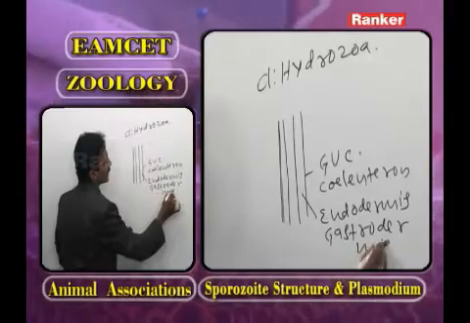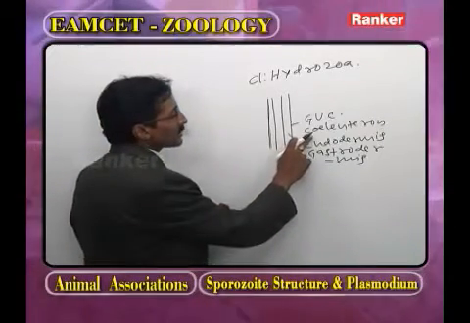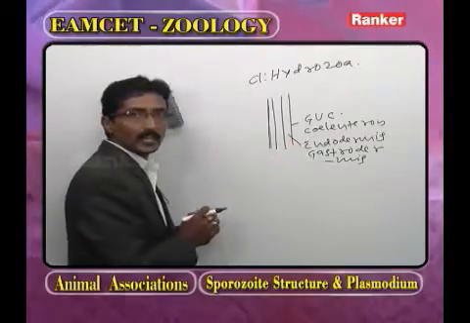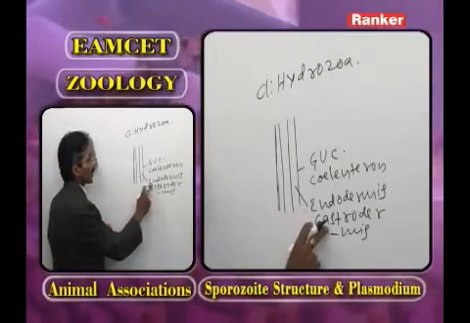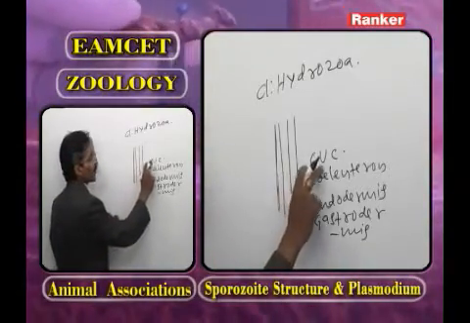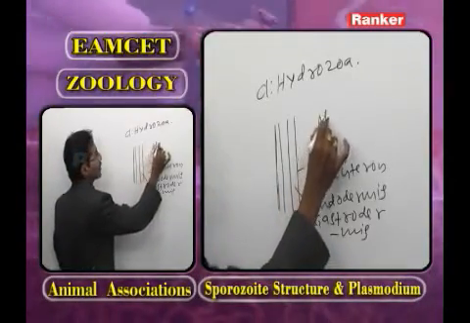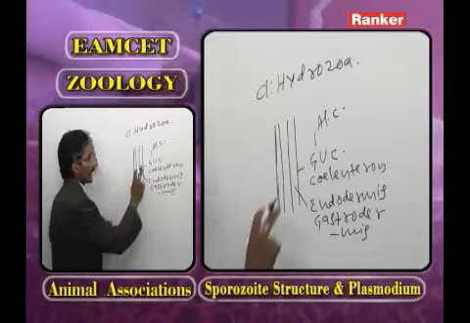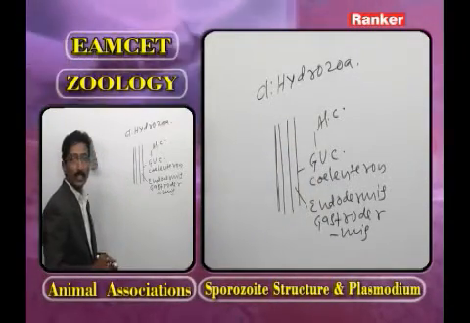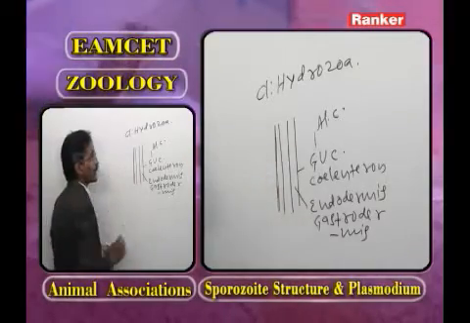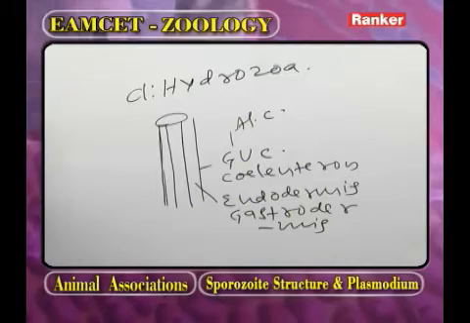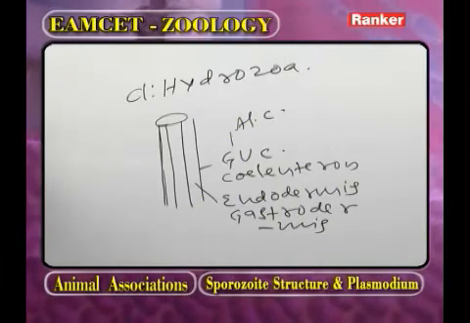The endodermis here is also called gastrodermis. Why is it called gastrodermis? Because the gastrovascular cavity or coelenteron is lined by endodermis, so the endodermis is called gastrodermis. Now the gastrovascular cavity is also called the alimentary canal. In the kingdom Animalia, the alimentary canal first developed in the phylum Cnidaria. But here the alimentary canal has only a mouth, no anus. The mouth itself acts as the anus.